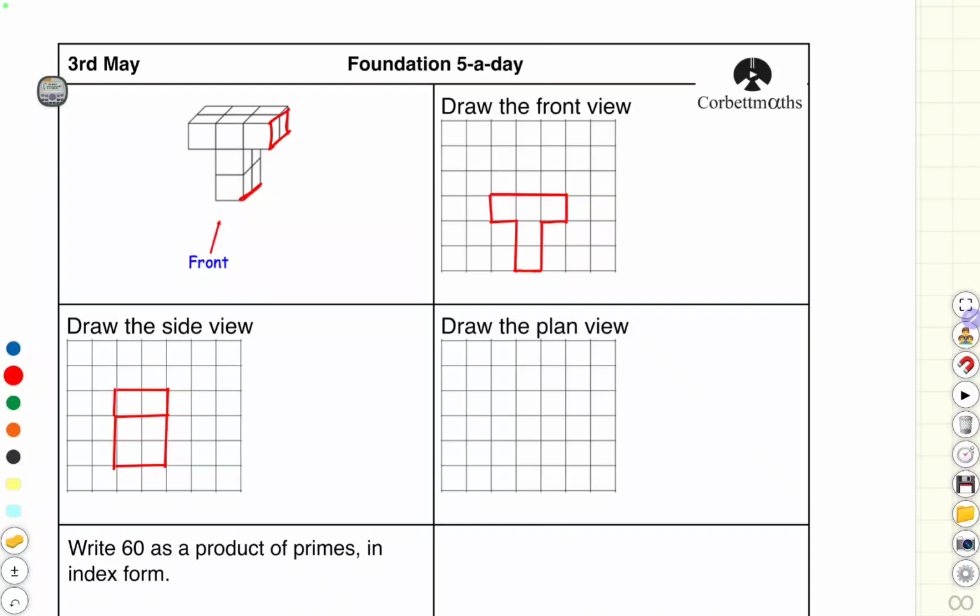And the plan view would be overhead. And overhead, I would just see the 6 squares, which I can see on the top. So let's just draw those. Like so. And that's the plan view.